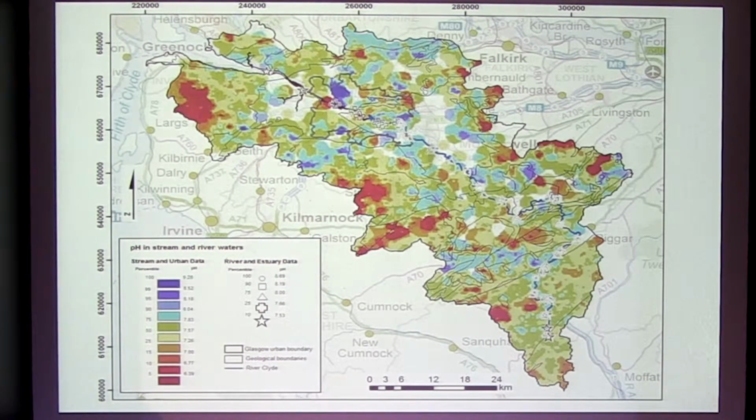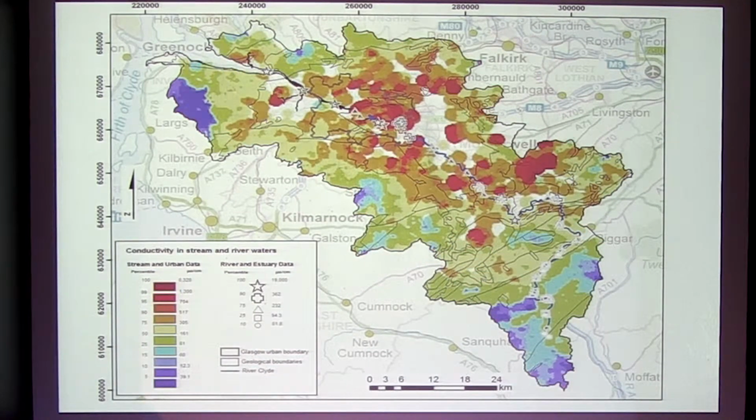It's also worth looking at the urban area of Glasgow. It's generally neutral to alkaline, although it's a bit variable, and you'd expect that in the urban environment given the amount of variability that you get there.